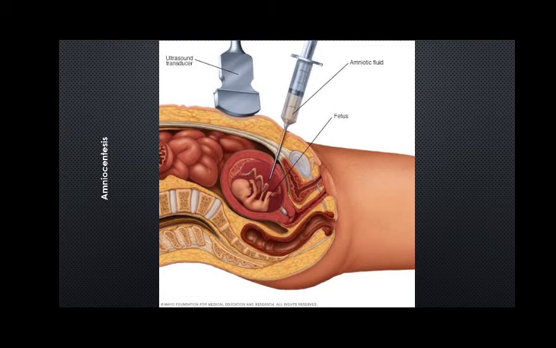Then a syringe is inserted carefully so that the fluid can be extracted. It is done very cautiously, because if it by any chance touches the fetus, then the fetus will die right there in that moment. So it is done quite carefully, and the fluid is collected and then tested for every chromosomal disorder or any kind of infection, if any.